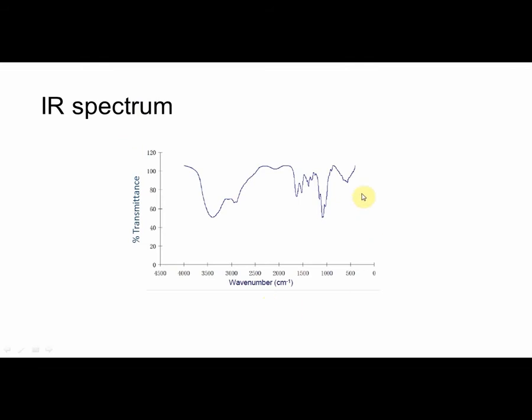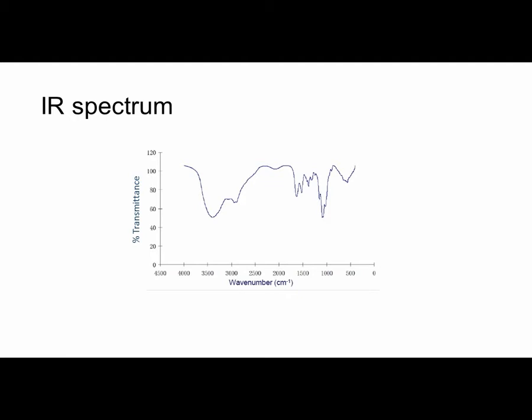This is how a typical IR spectrum will look like. The y-axis is labeled as percentage transmittance and the x-axis is labeled as wave number. Percentage transmittance indicates how much radiation passes through the sample. Percentage transmittance is inversely proportional to the amount of radiation absorbed by the molecules.